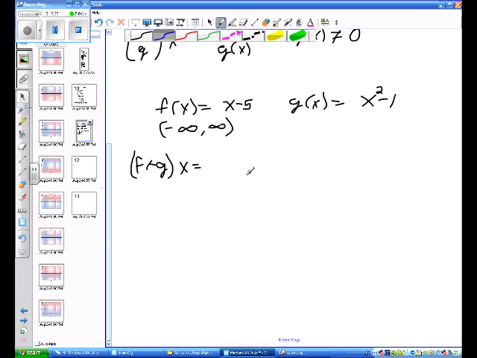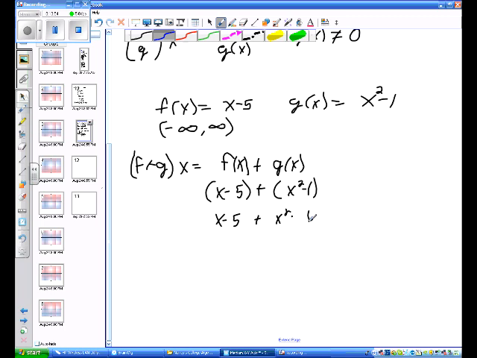Now, what this means is f of x plus g of x, which would be x minus 5 plus x squared minus 1. Well, removing our parentheses, then we can go and combine like terms, and I'm going to put this in descending order, so I'll have x squared plus x minus 6. And that would be our combination of that.